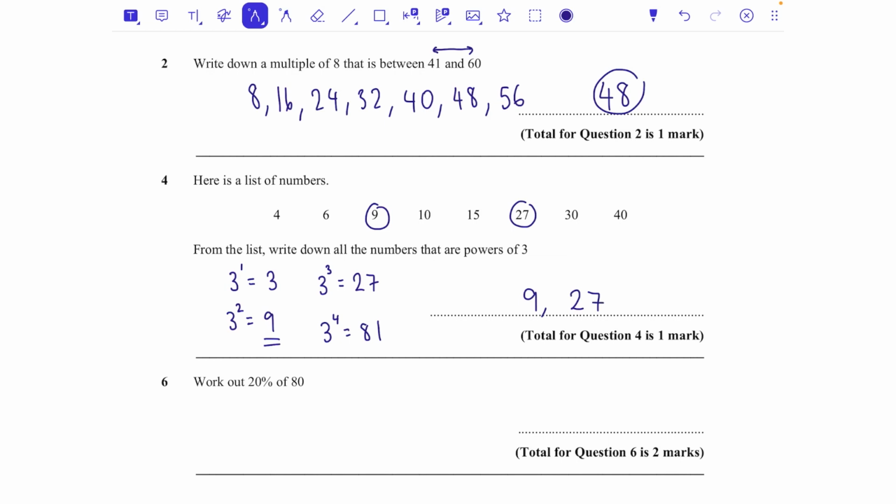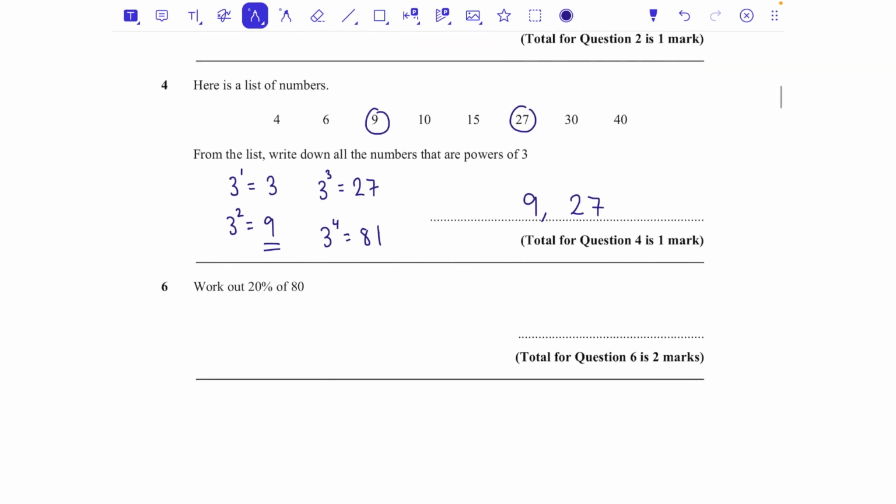Question number 6, work out 20% of 80. So if you ever want 10% of a number, to find 10%, we divide by 10. So imagine you've got the number 80 like this. If I want 10%, I'm dividing it by 10. 1, 2, 3, 4, 5, 6, 7, 8, 9, 10. Each of those would be worth 8.